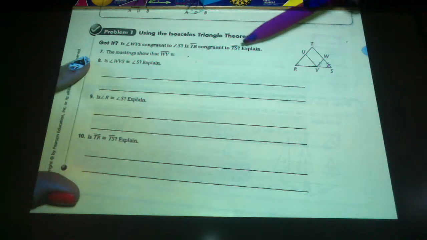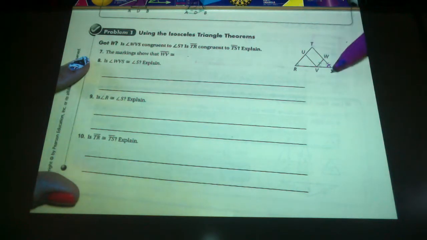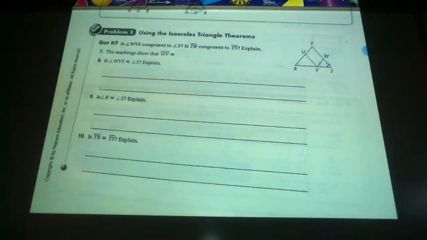Is segment TR congruent to segment TS? Well, I'm going based upon the markings that they have in the picture. Number one, the fact that they marked these congruent, they didn't have to tell me that angle S and angle WBS were congruent. Okay? Because if this is an isosceles triangle, then the angles opposite those sides are also congruent. So I could have come to that conclusion on my own.